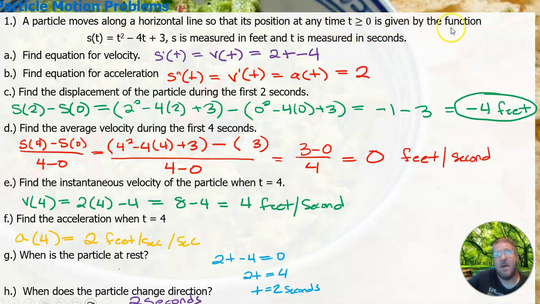How could time be negative? It's given by this function. It's measured in feet and measured in seconds. Okay, so we're doing kind of the same thing we just did. We just practiced there a second ago, which is what we did on the last video. Find the equation of velocity.